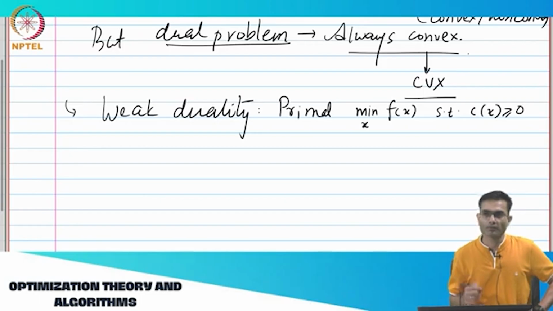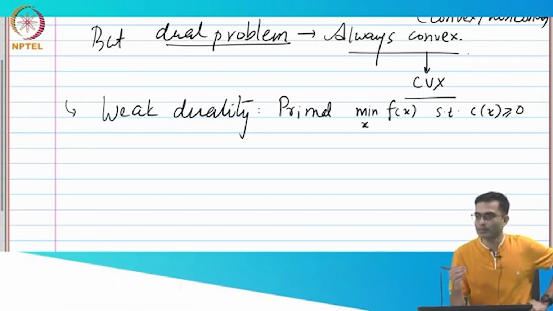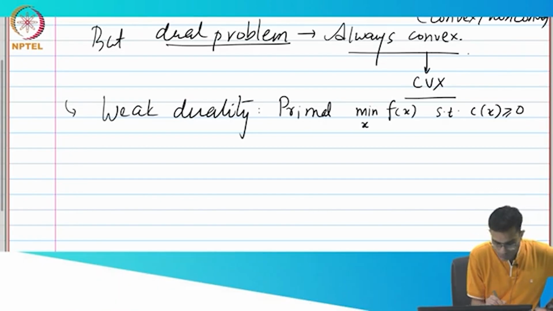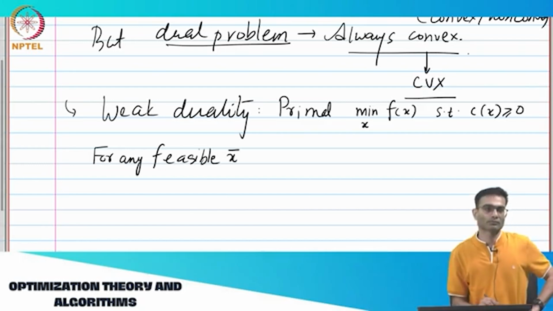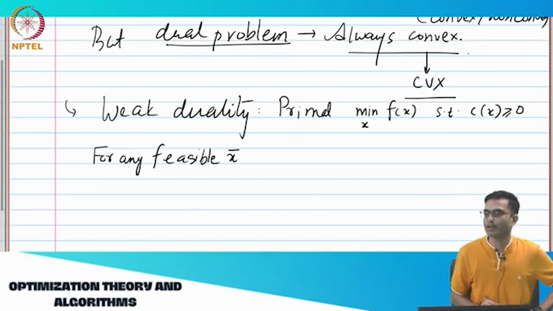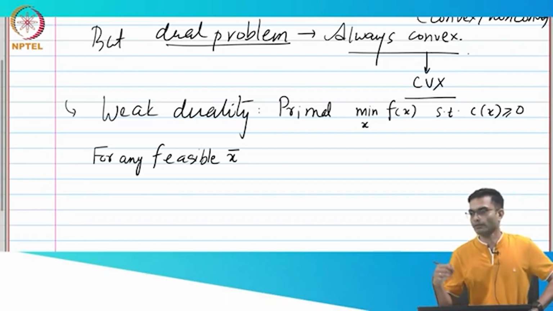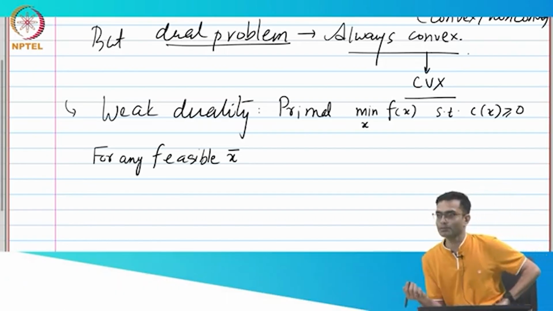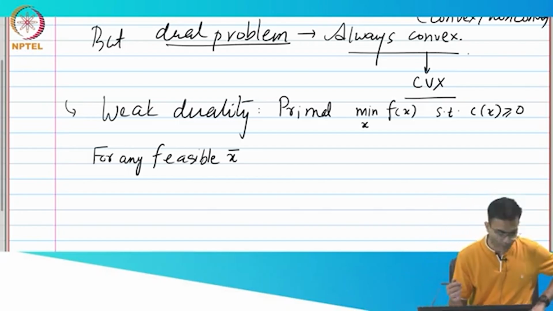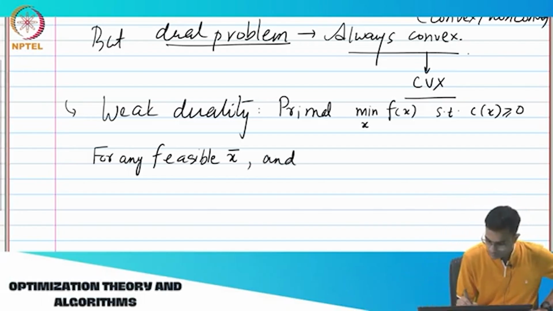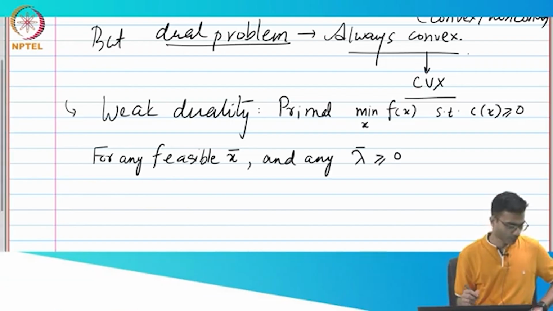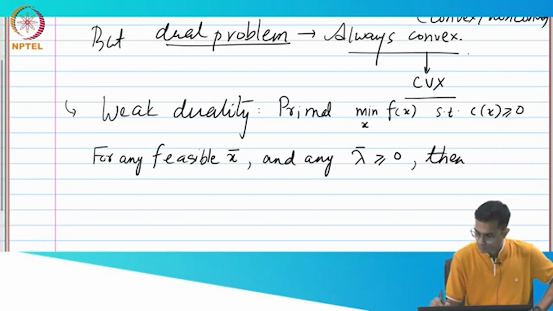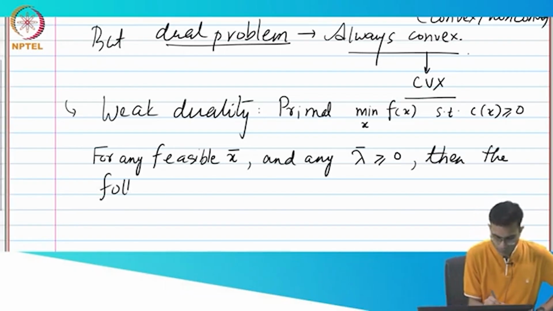Now let's see what we say about the dual problem. Let's take any feasible x bar. Feasible x bar just means any regular point in the domain of the constraint set. It need not be the best x. So any feasible x, and any lambda bar greater than or equal to 0, then the following holds.